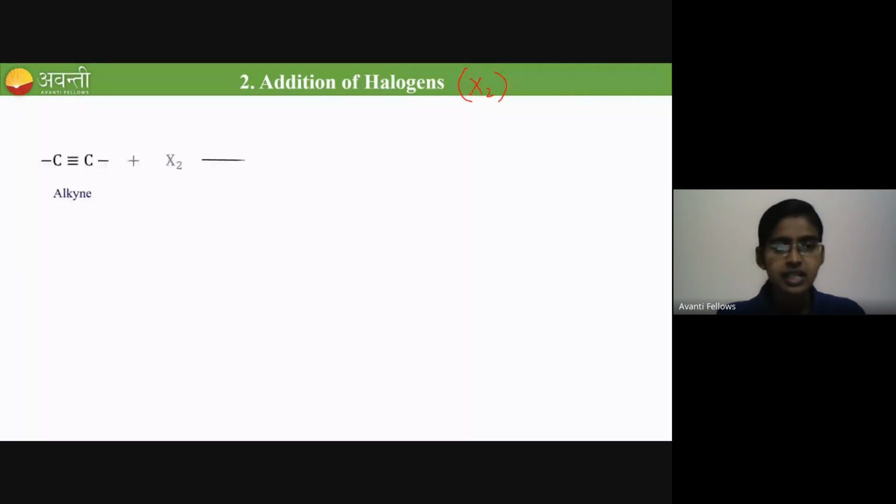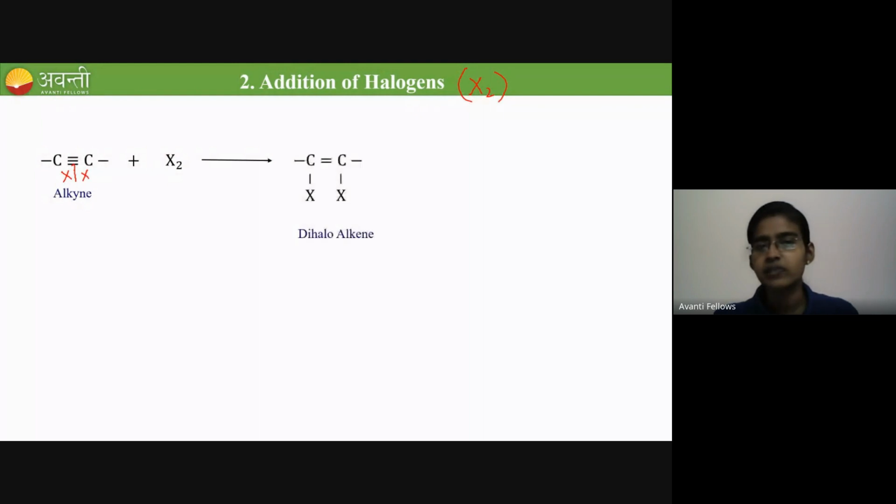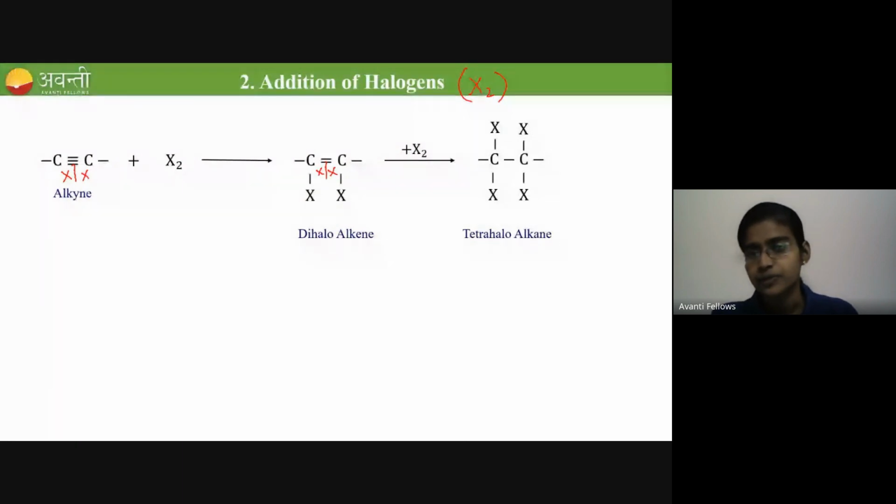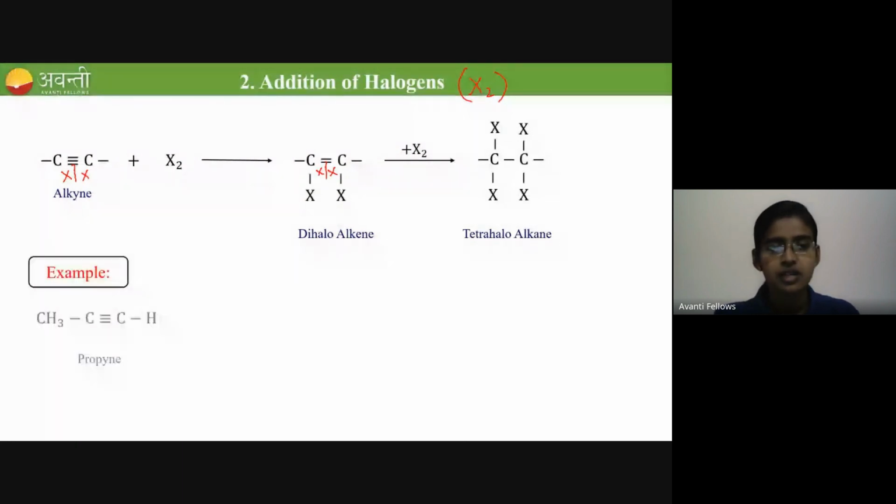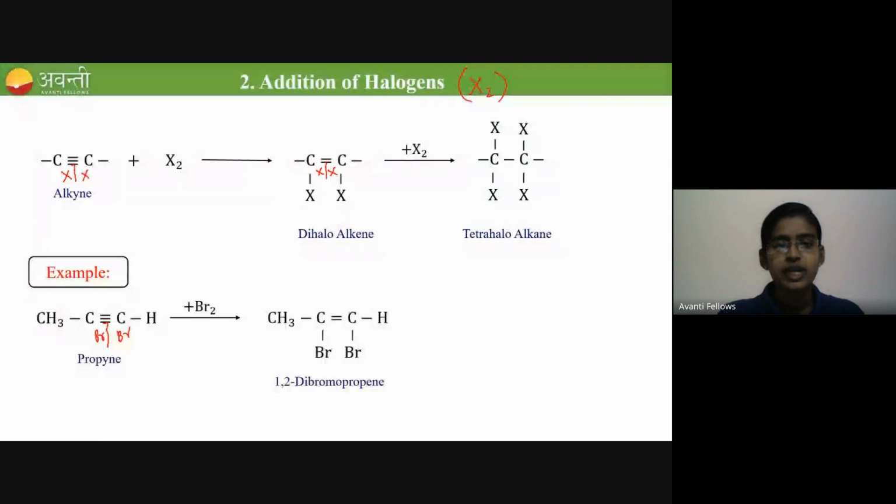So take the alkyne and add halogen, break one of the pi bonds, add X and X like this, and we will end up with this dihaloalkene. Then one more mole of halogen is added by breaking this bond, and we get the compound containing 4 halogen atoms, tetrahaloalkane. If you want to see this with an example, I have propyne here for you, and to this propyne I'm going to add bromine. Break the bond and add bromine like this. You will end up with 1,2-dibromopropene.